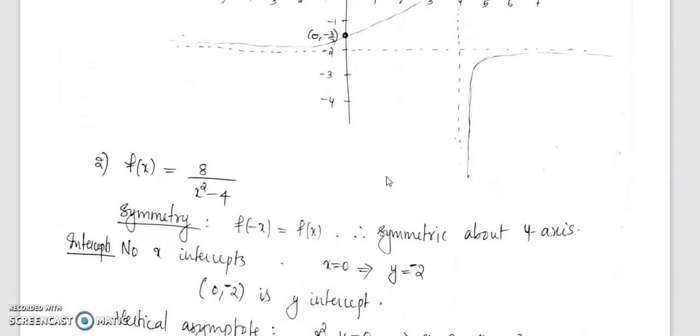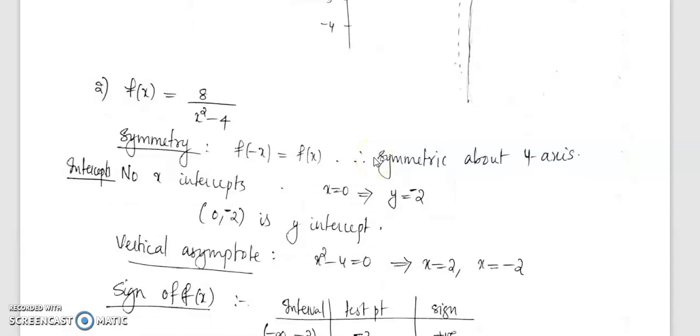So let us look at one more question. Here given the function f of x equal to 8 by x square minus 4. If you look at the symmetry, if you replace x by minus x, the function remains the same. So it is an even function, that is, symmetric about the y-axis. And if you look at the intercepts, f of x is equal to 0 for no values, so there are no x-intercepts. When x is 0, y is equal to minus 2. So (0, -2) is the y-intercept.